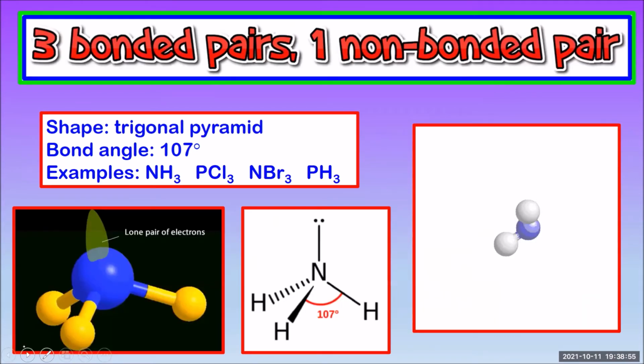If 3 pairs of electrons in the octet are bonded, then the shape is trigonal pyramid, which is sometimes just called pyramidal. The 3 bonds form like a tripod with the non-bonded electrons on top. One bond comes forward out of the screen, one bond goes behind the screen, the third bond and the non-bonded pair are in the same plane as the screen. The hydrogen to hydrogen bond angle is slightly smaller. We're going to discuss that a bit later on. Examples of trigonal pyramid molecules are ammonia, phosphorus trichloride, nitrogen tribromide, and phosphine.